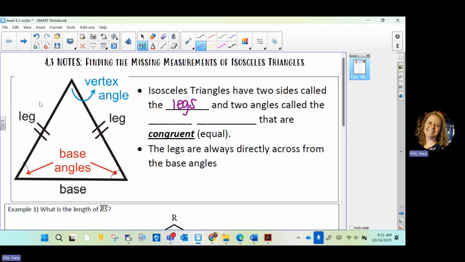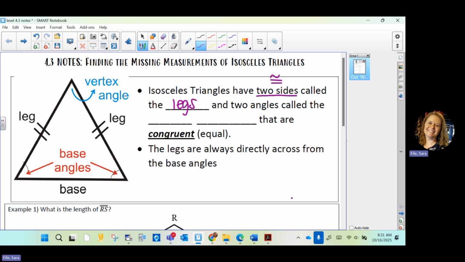Okay, and I think there was just an image of this in yesterday's notes. I don't know that everything was labeled though. Okay, so the two congruent sides are the legs. Now it just says isosceles triangle have two sides called legs. I'm going to add above that, above where it says two sides, it's the two congruent sides. Okay, put that congruent symbol or write the word congruent.